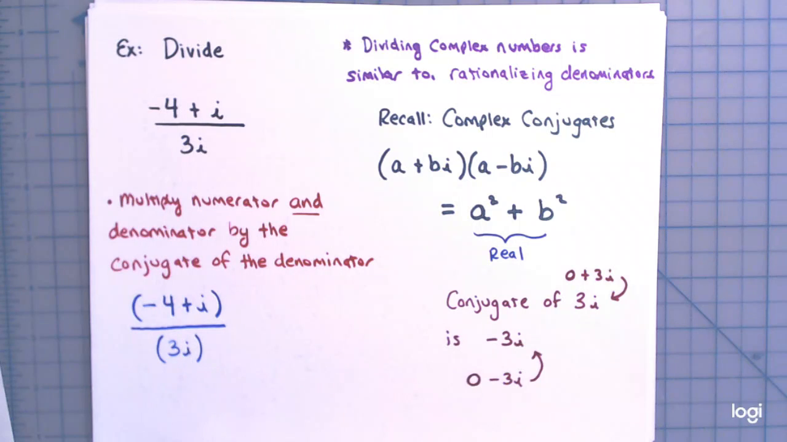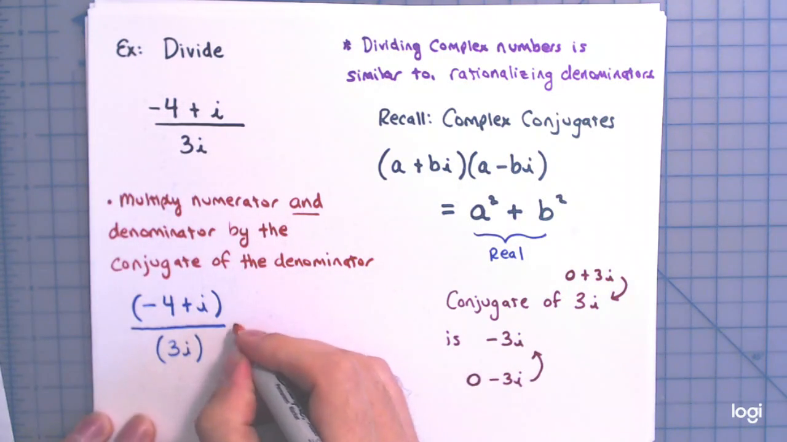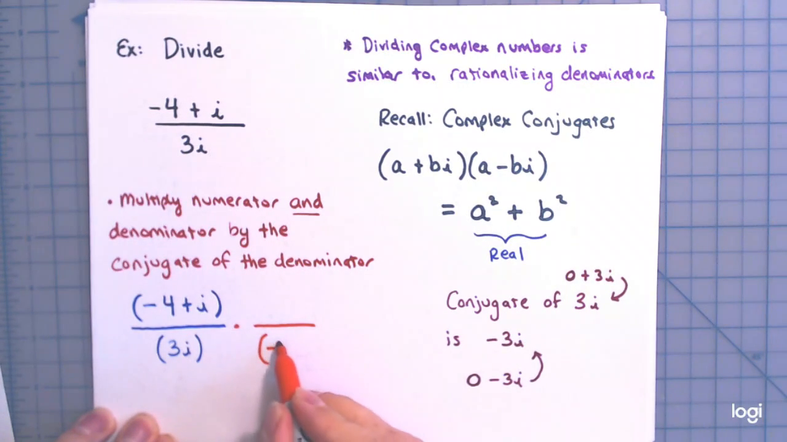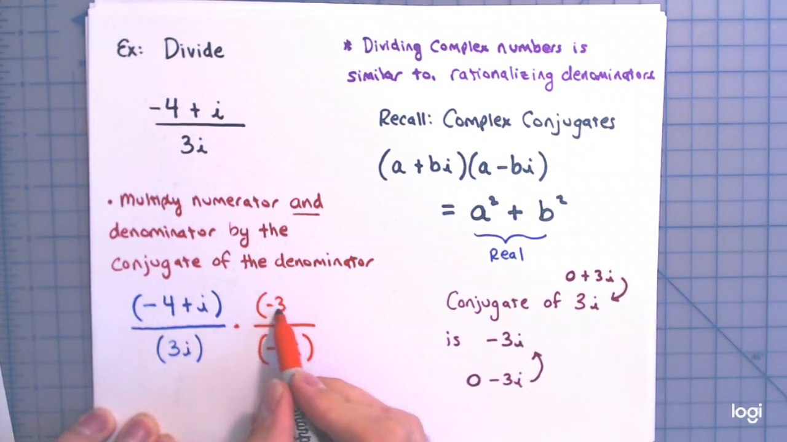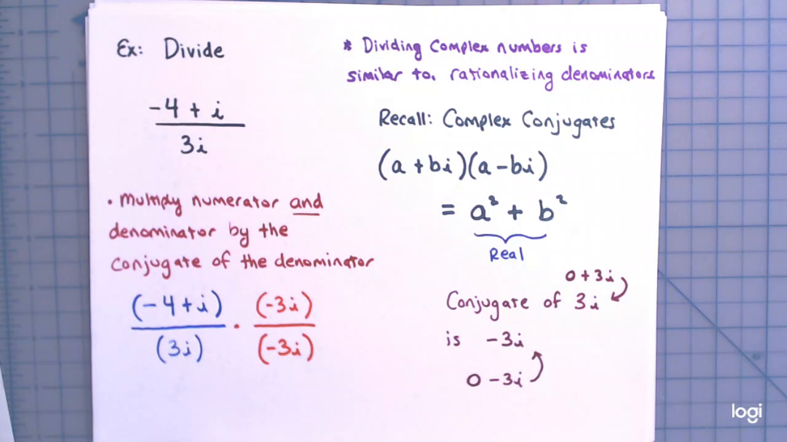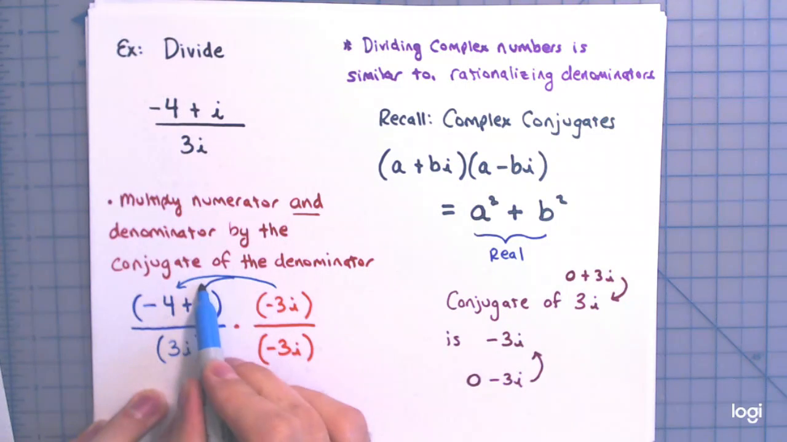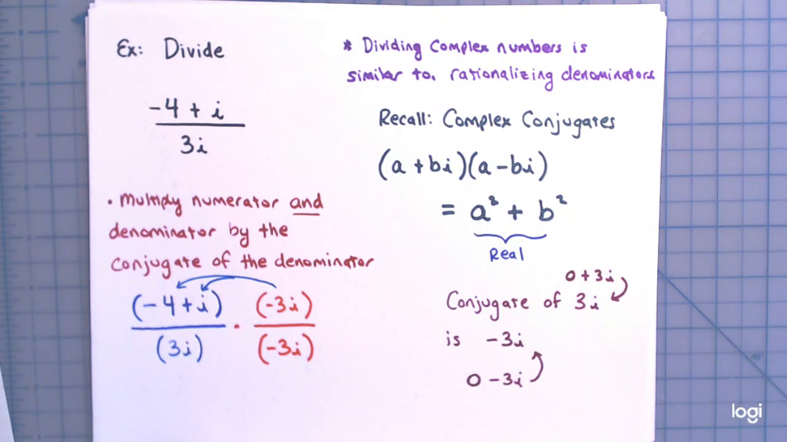Alright, so I'm going to multiply now the numerator and denominator by the conjugate of 3i, which would be negative 3i. And do the same in the numerator. Alright, now in the numerator, I have a 2-term expression, negative 4 plus i, multiplied by a 1-term. So I'm just going to be distributing, right, that 1 term over that sum of 2 terms.